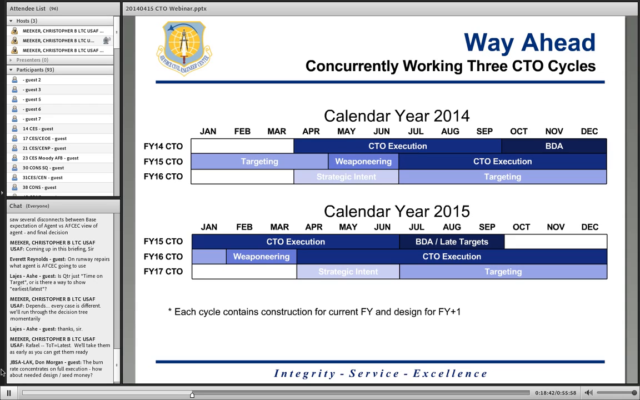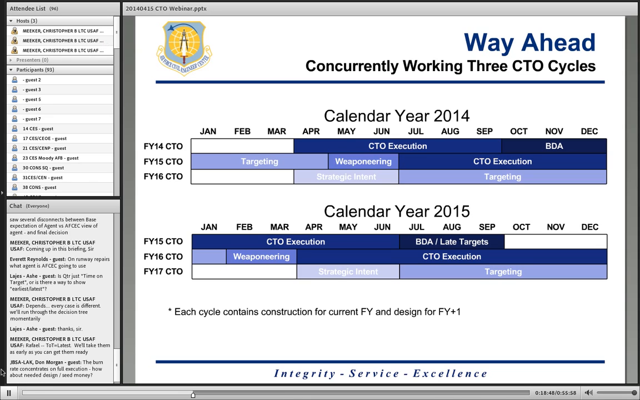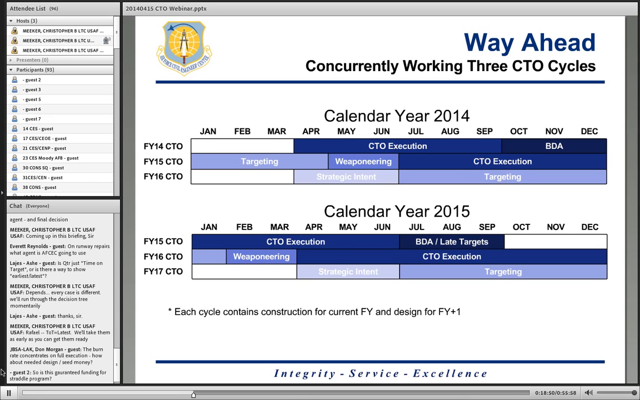Some have already submitted to the MAJCOMs, and the MAJCOMs are taking a look at them across the MAJCOM and developing their integrated priority list. And then on the back end, FY16 CTO, we've already started refining our business rules and working on those business rules for the next cycle. So again, broken glass right now as we get there, but you see in calendar year 2015, you see a battle rhythm starting to emerge.